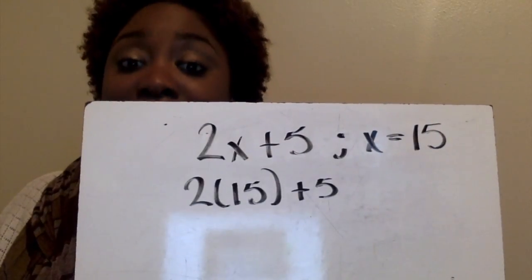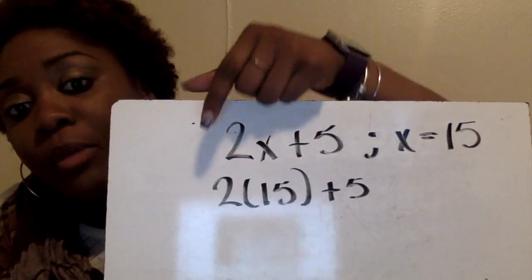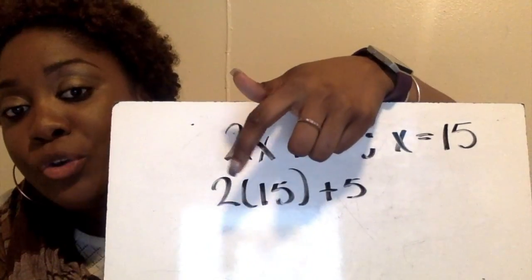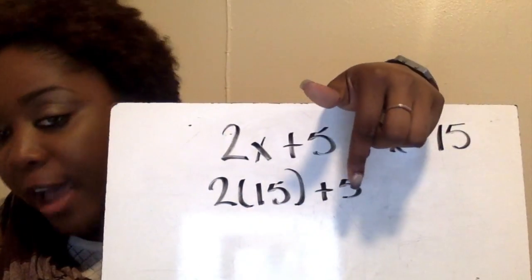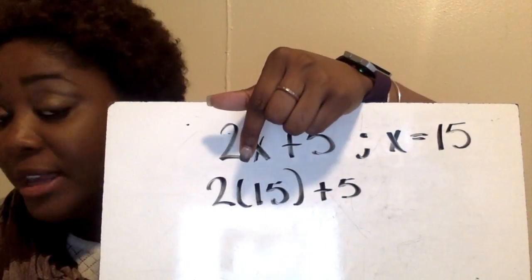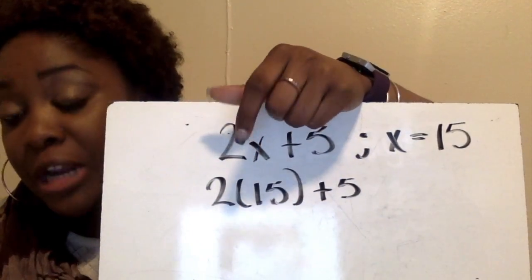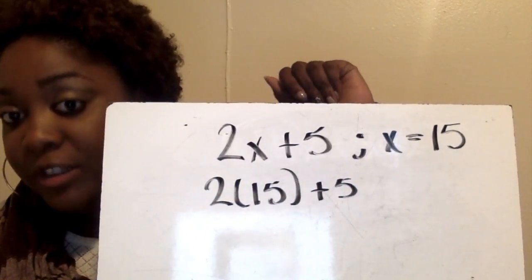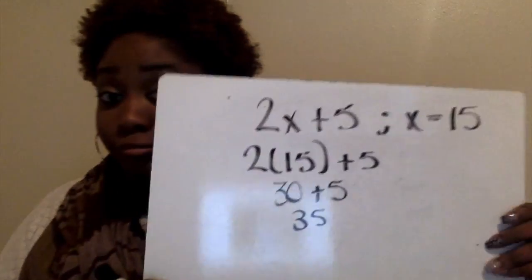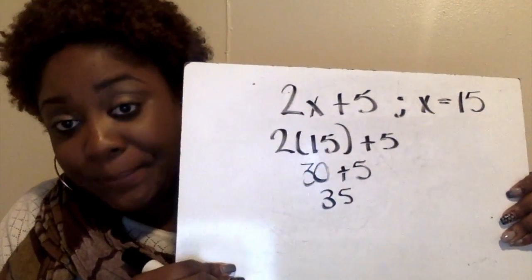Now I can solve this using PEMDAS, okay? So what am I going to do first? I have 2 times 15 plus 5. Do not do 15 plus 5 first and then think you're going to multiply your 2. It's not going to work. You're not going to get the right answer. So you need to do 2 times 15, which is going to give us what? It's going to give us 30, plus 5 is going to give us 35. Make sure you check your work. All right?